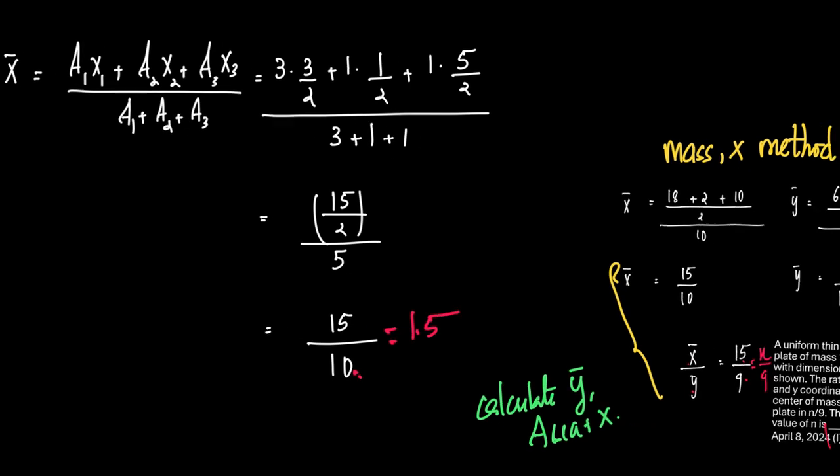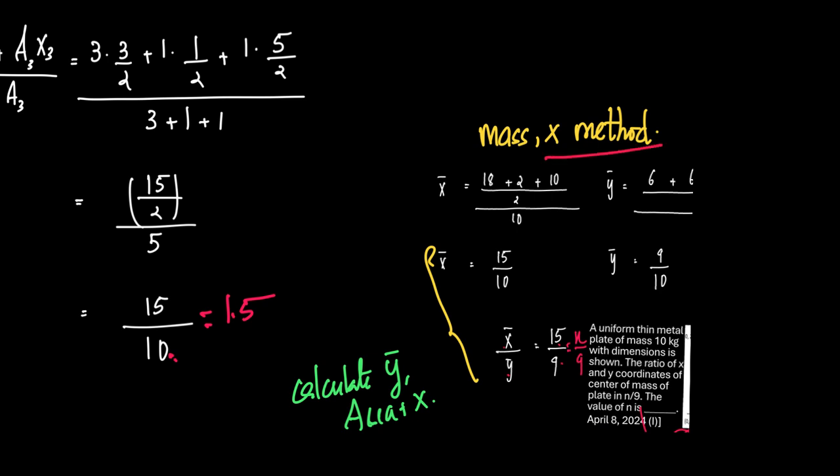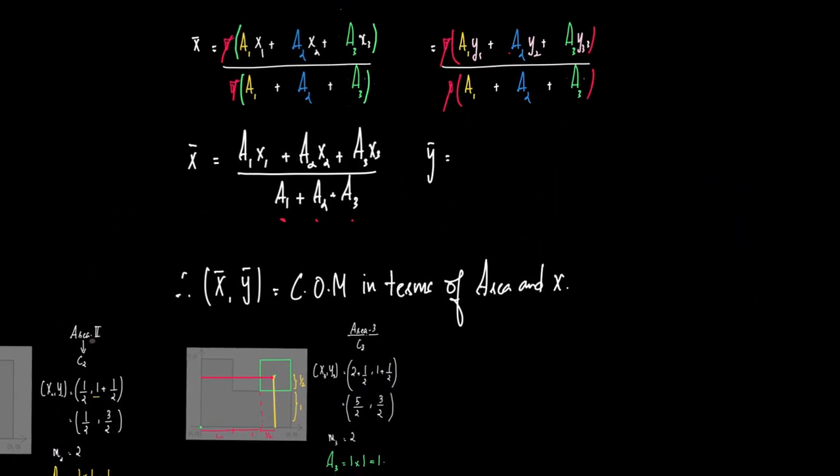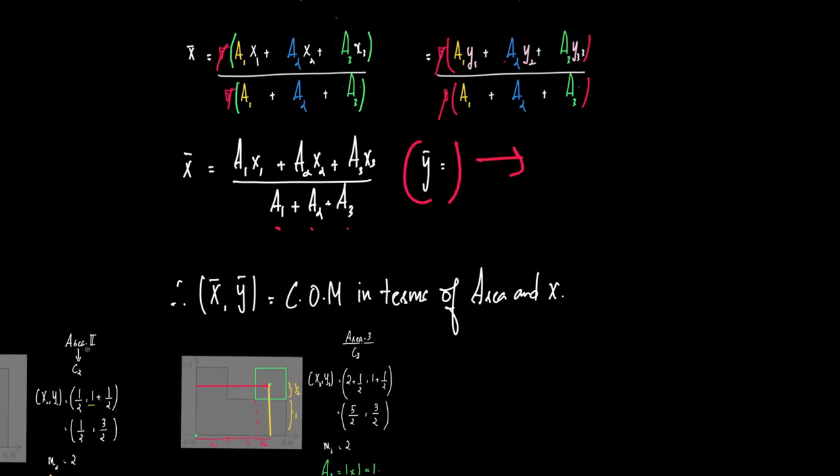And if you see, this overlaps with the previous method where we used x bar in terms of m1 x1, and we get the same answer, 15 by 10. Okay, I have not calculated the value of y bar here. Try using the same method and find out the value of y bar, and if you have any doubts, please feel free to get back.